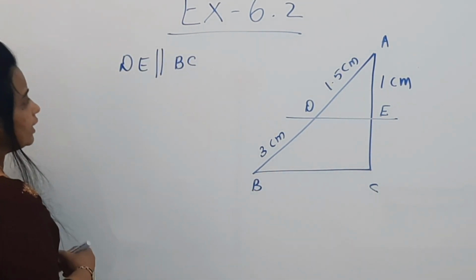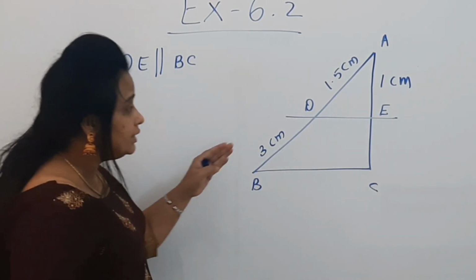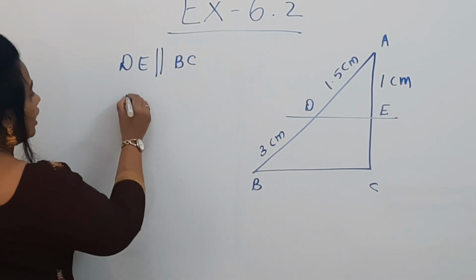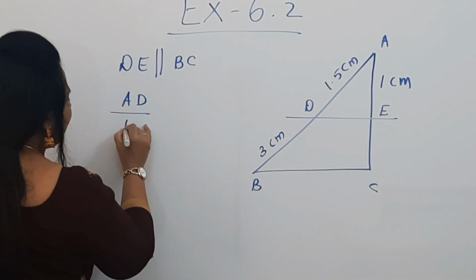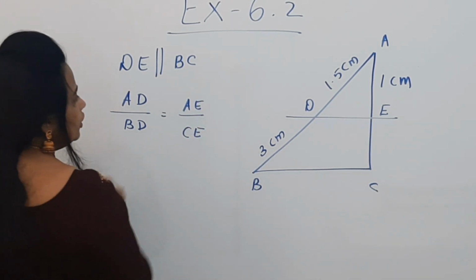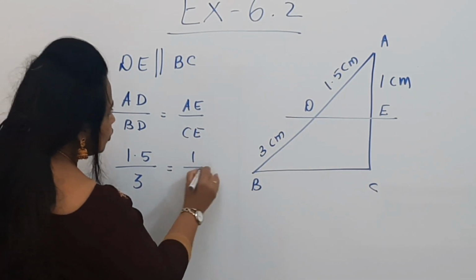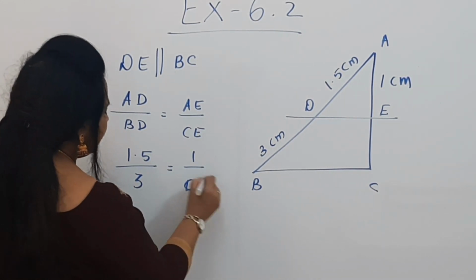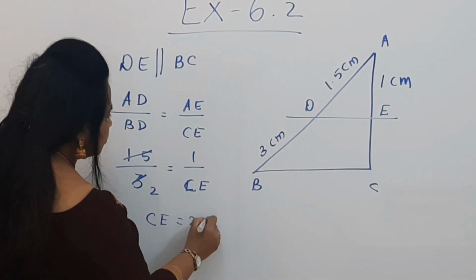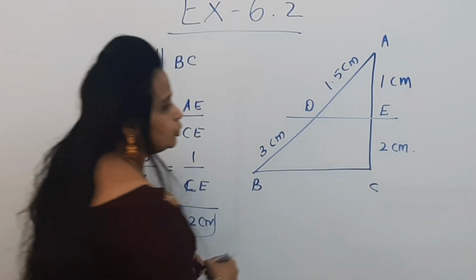So I have to check, if DE is parallel to BC in triangle ABC, my corresponding sides are in the same ratio. So my sides are AD divided by BD is equal to AE divided by CE. AD is given as 1.5 divided by 3 is equal to 1 divided by CE. And you know this gets cancelled too. That means CE is equal to 2 cm. So that is the answer, 2 cm.